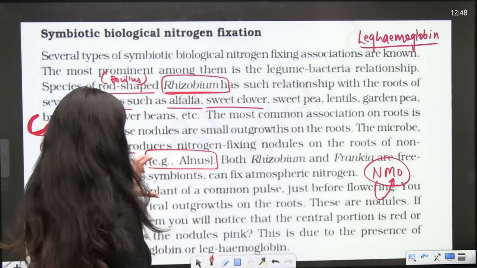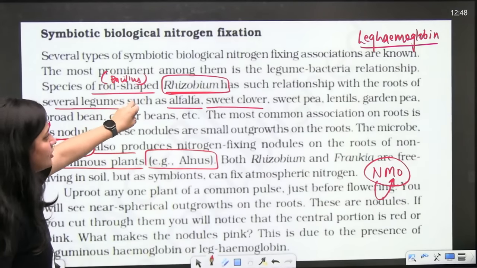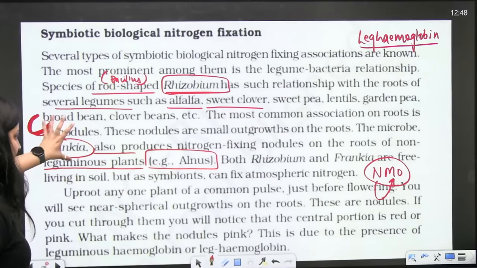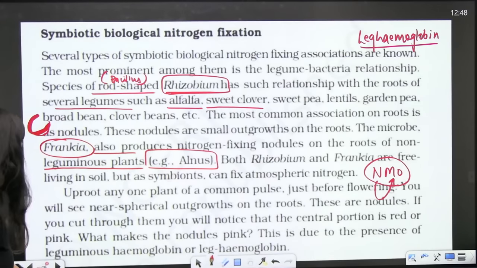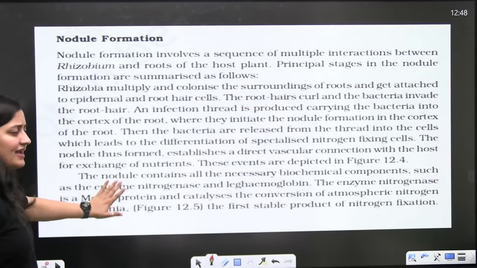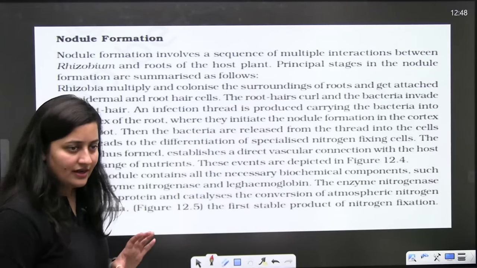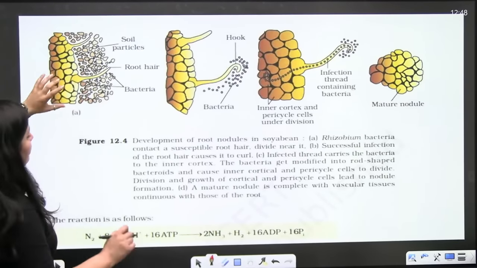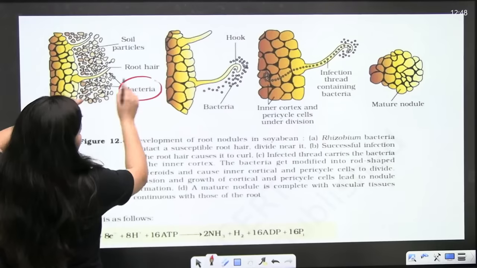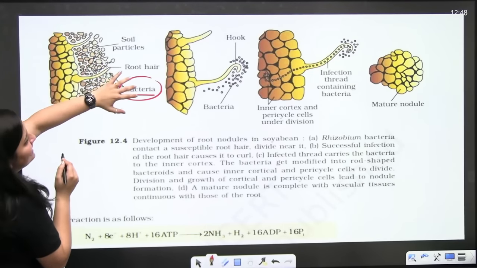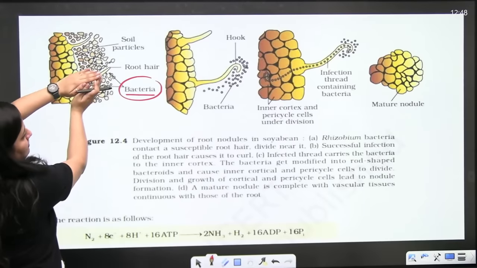Done. So, here, the example: Rhizobium with the root nodules of the leguminous plant, Frankia with the root nodules of non-leguminous plants. This is what you need to remember. So, now the word here is nodule, right? Nodule formation is just like a kidnapping case. I always mention this. See, bacteria. Initially, the bacteria is present in the soil and it is not in a symbiotic relationship.